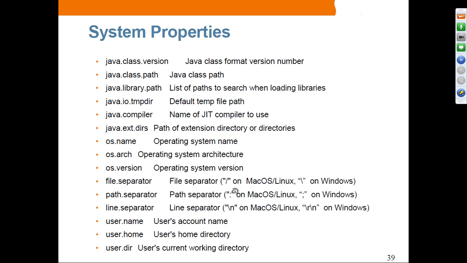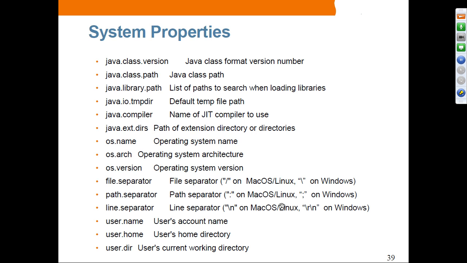So when you're writing a Java application and you have to deal with a directory structure, you can use the system properties in your program so that it will automatically select the correct file separator. Mac OS and Linux use /, and Windows uses a backslash. Same thing with the path separator. For Linux and the Mac OS, colon is used, while semicolon is used in Windows. Line separator is the same thing.